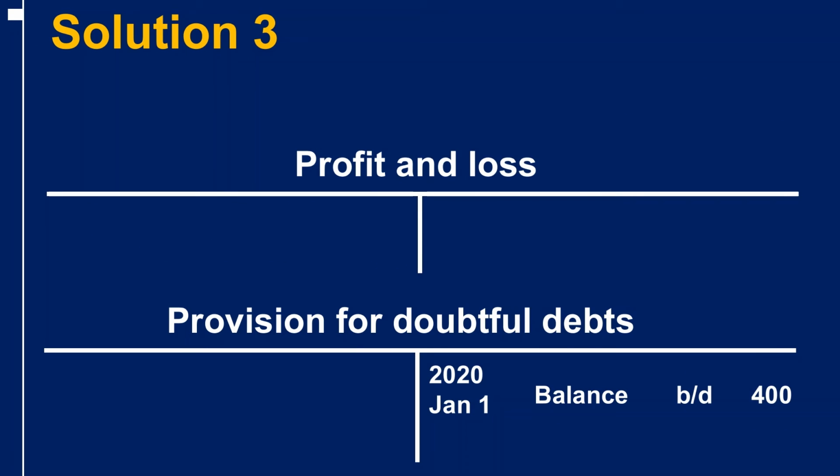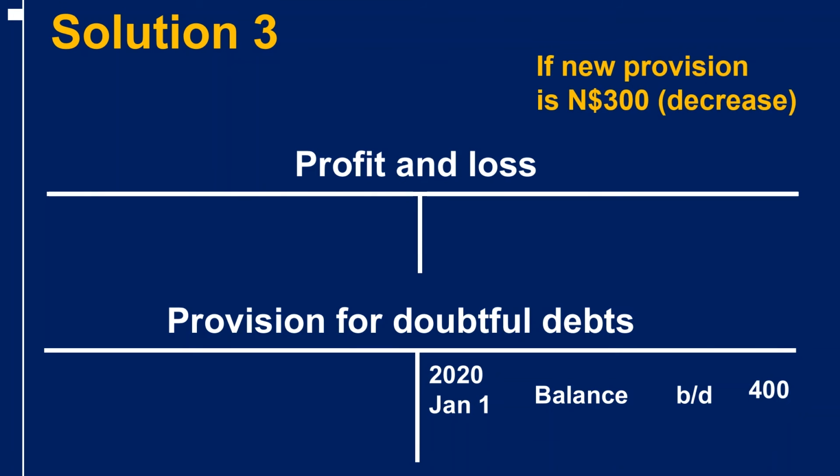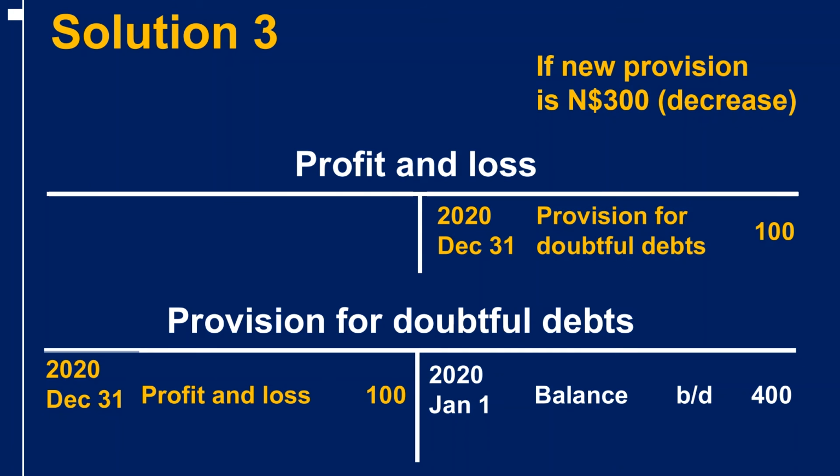If the provision for doubtful debts is decreasing, the difference is recorded on the debit side of the provision for doubtful debts account. This represents the gains from the total amount we initially expected to lose. The profit and loss account will therefore be credited.